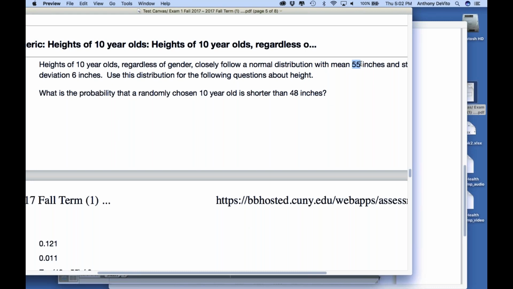Well, the mean is 55 inches, so that's going to have a negative Z-score. It's going to be to the left of the mean, 48, right? So I'm going to sketch it.